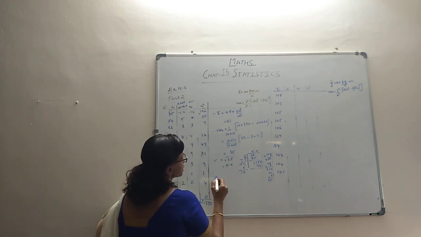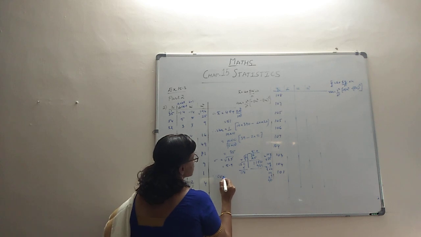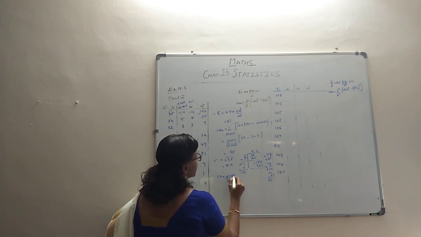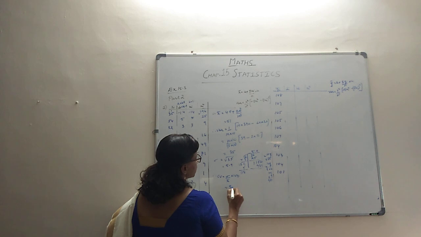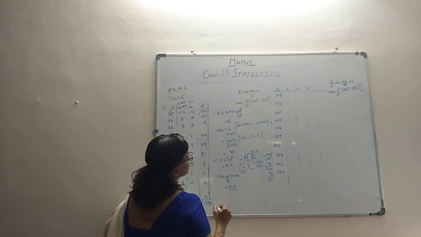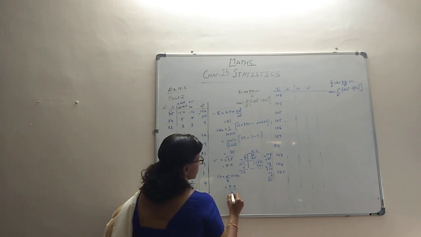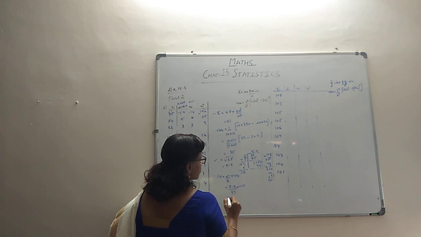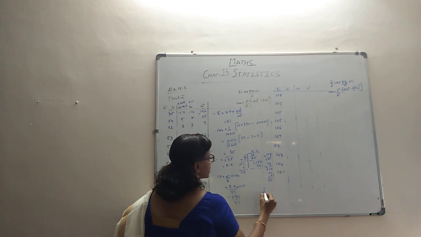Now, let's take the CV. CV we know is sigma by x bar into 100. And sigma for us, we've got 5.9. X bar, we have got it as 51. And this is 100. So obviously this is going to be 590 by 51. So that gives us the division.